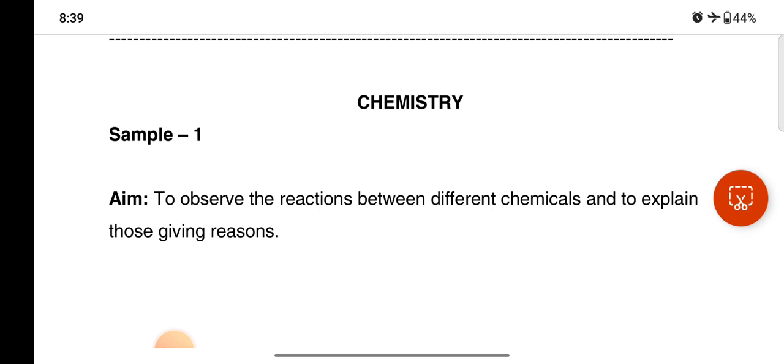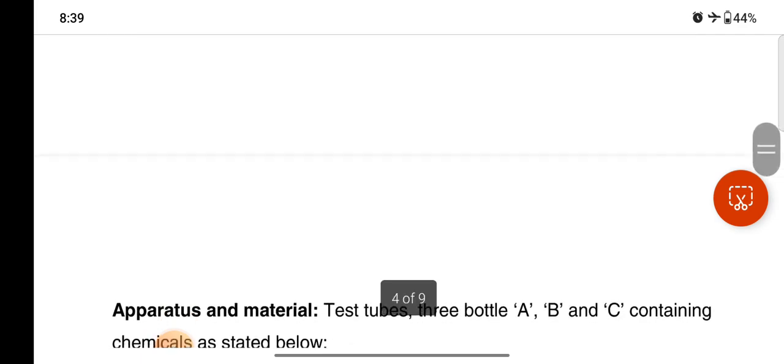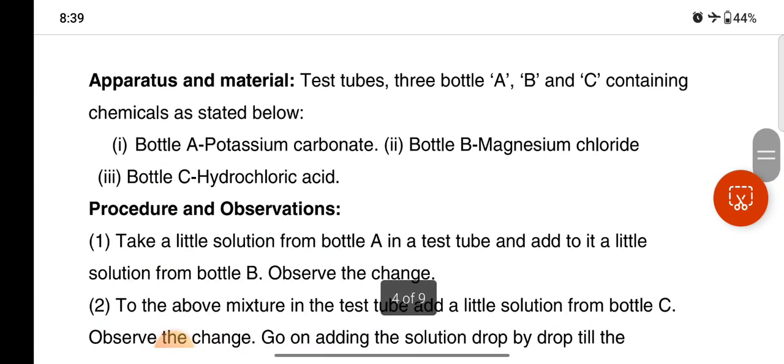Aim of the practical: to observe the reaction between different chemicals and to explain those giving reasons. Apparatus and material: test tubes, 3 bottles A, B, C containing chemicals as stated below. First, bottle A, potassium carbonate. Second, bottle B, magnesium chloride, and bottle C, hydrochloric acid.